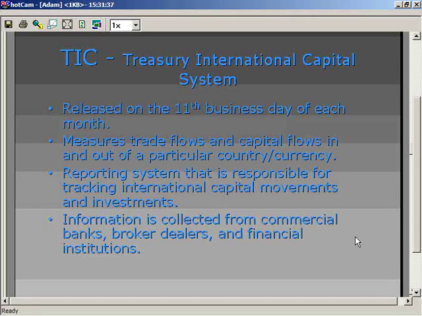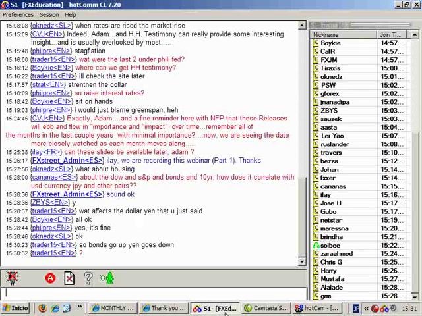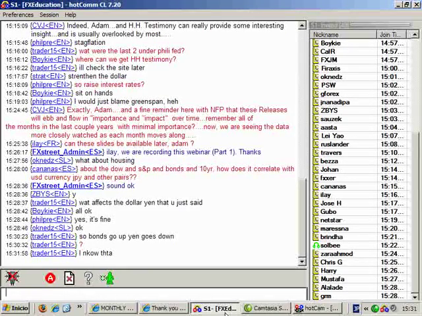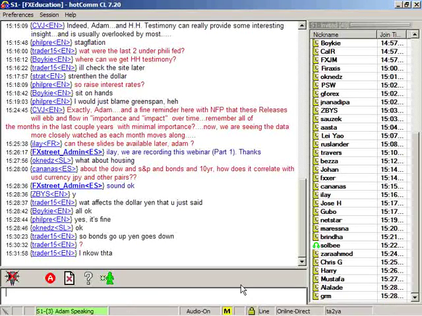Now, it's a reporting system that's responsible for tracking international capital movements and investments. Information is collected from commercial banks, broker-dealers, financial institutions, you name it. Did I answer your question, Trader 15? So when bonds go up, the yield goes down, and the dollar-yen goes down, which means the yen goes up. So you are correct. When the bond price goes up, the Japanese yen goes up.